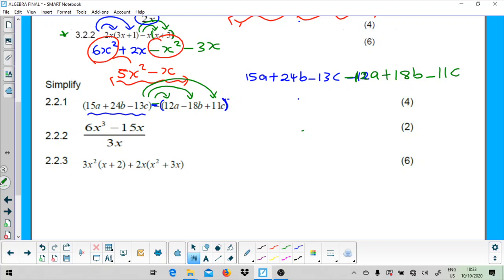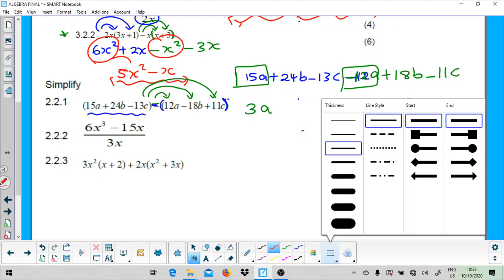So all we have to do now is to pick up the like terms. And with 15, I think you're noticing that we have 15a here, and then we have minus 12a. So 15 minus 12, that must be easy for you to do. That would be 3a. I'm done with things with a. So let's quickly figure out if we can get another thing.